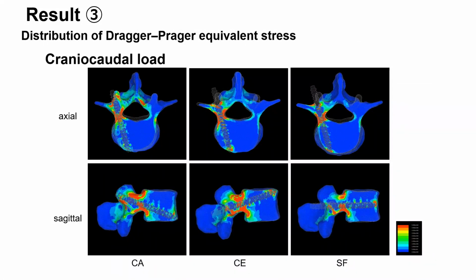The equivalent stress distribution around the bicortical PSs in each trajectory against external loads is presented in the figure, with the red area indicating stress concentration. The pedicle mostly contributed to the fixation strength of the pedicle screws in all trajectories against craniocaudal load, but in the CE trajectory, the anterior cortical bone layer at the screw tip exhibited a relatively higher stress distribution against craniocaudal load than those in the CA and SF trajectories.